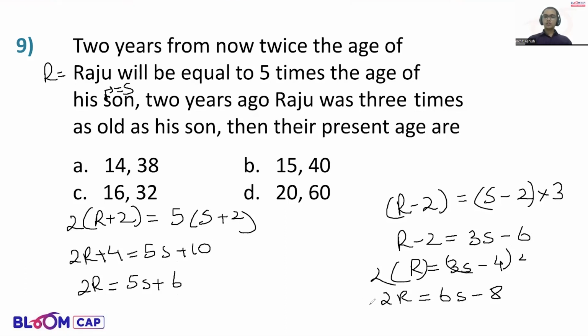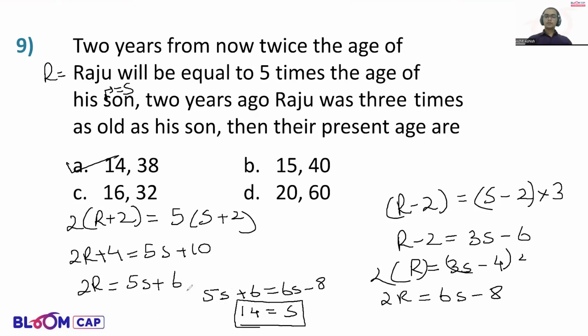Now these two should be equal. Right? These two should be equal. Therefore, when we equate 5S plus 6 equal to 6S minus 8, we can move this 5S here and we can move this 8 here. So this becomes 8 plus 6, 14 is equal to S, because 6S minus 5S is S. So the age of the son is 14 years. We have only one option with 14 years, so this option is going to be correct.